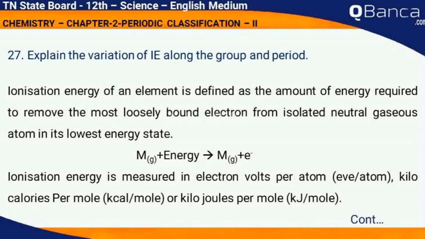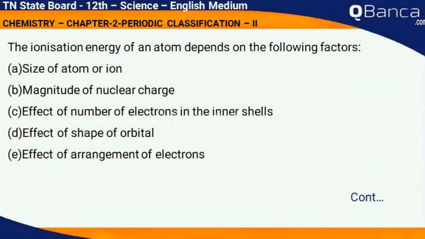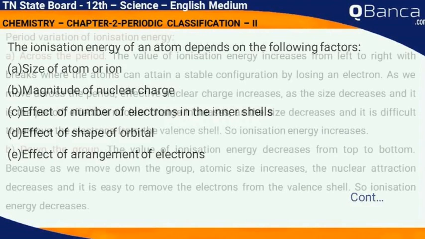Ionization energy is measured in electron volts per atom, kilocalories per mole, or kilojoules per mole. The ionization energy of an atom depends on the following factors: size of atom or ion, magnitude of nuclear charge, effect of number of electrons in the inner shells, effect of shape of orbital, effect of arrangement of electrons.